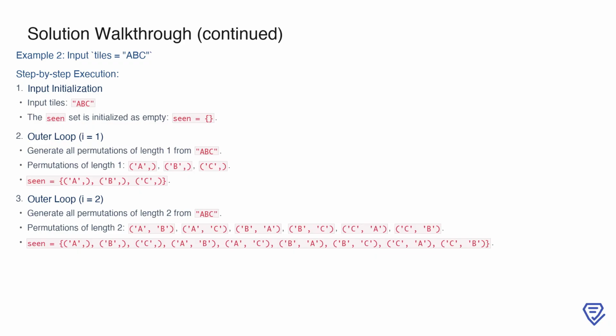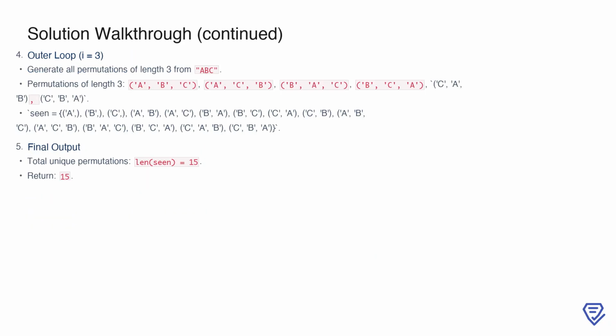Next, for permutations of length 2, the generated combinations are a b, c, b, c, and c, b. Adding these to the set gives us a total that now includes permutations of both lengths 1 and 2. The scene set at this step holds a, b, c, b, c, b, c, and c, b.